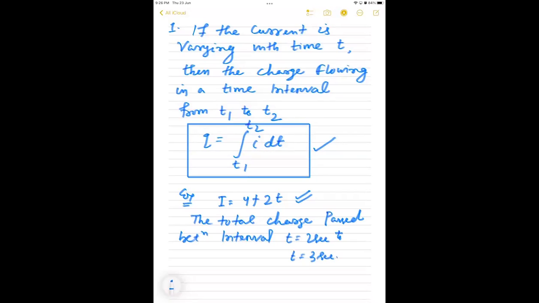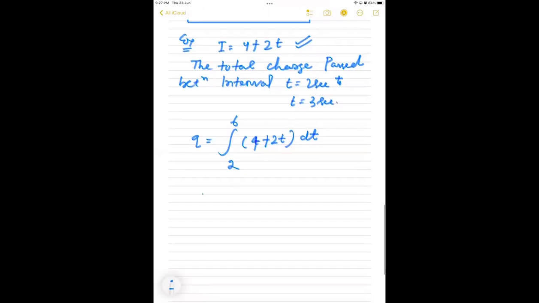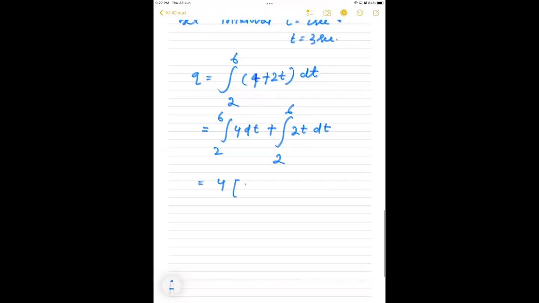So what to do, students? Simply, I is equal to 4 plus 2t. To find the total charge, q is equal to the integral of 4 plus 2t, limit from 2 to 6, dt, right? See here, 4 is a constant. So you can write integration of 4 dt plus integration of 2t dt, from 2 to 6. 4 comes out, integration of dt is t, from 2 to 6, plus 2 comes out, integration of t is t square by 2, correct? The limit is 2 to 6.